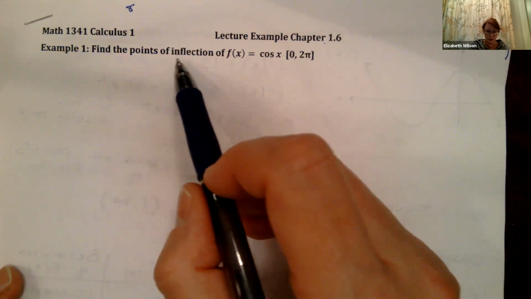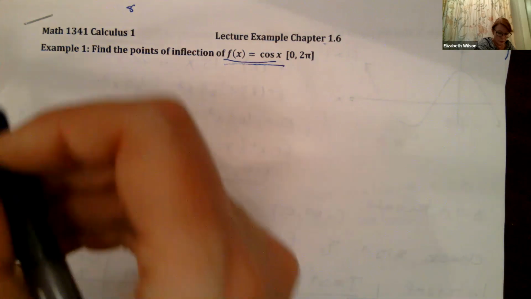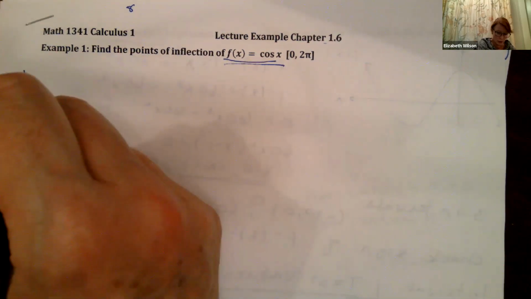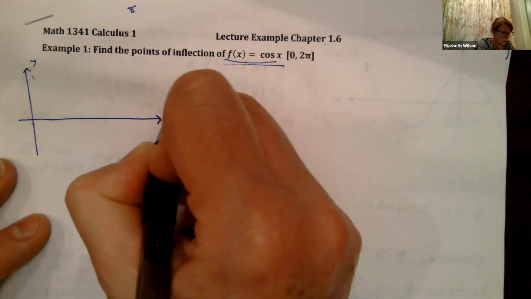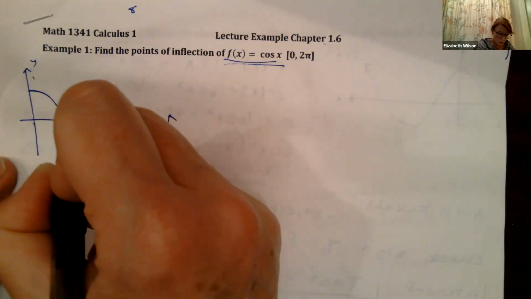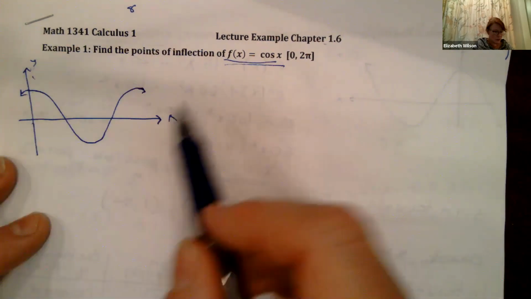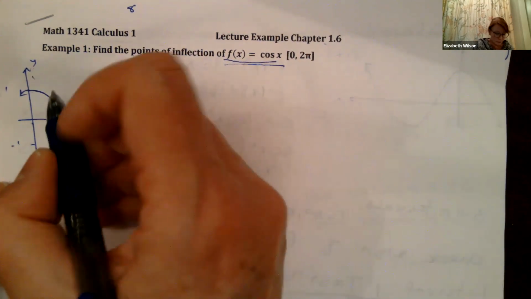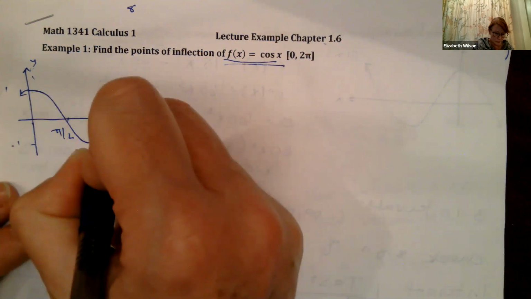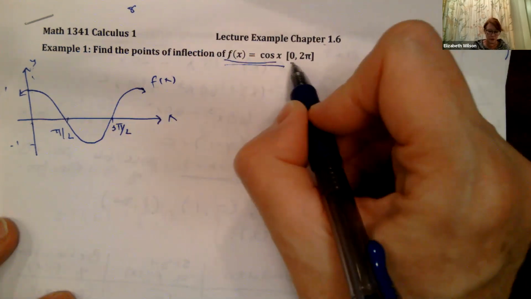Example 1, we're going to find the points of inflection of this thing here. So first off, here's my cosine function. Our cosine is this ever repeating function that does this. This is 1 and -1. So this is our function here. Just wanted to plot it out. And we're on this interval from 0 to 2 pi.